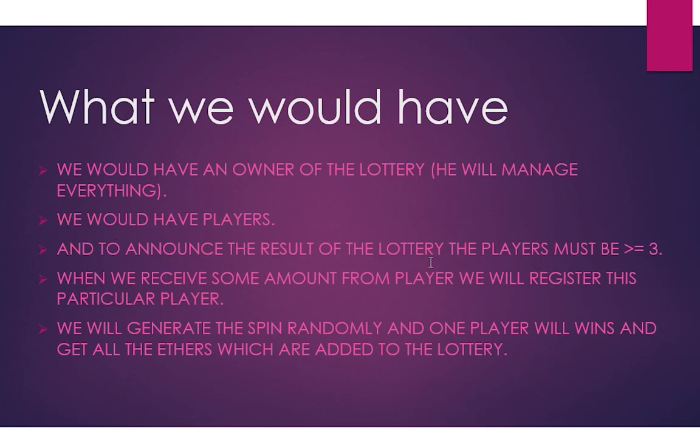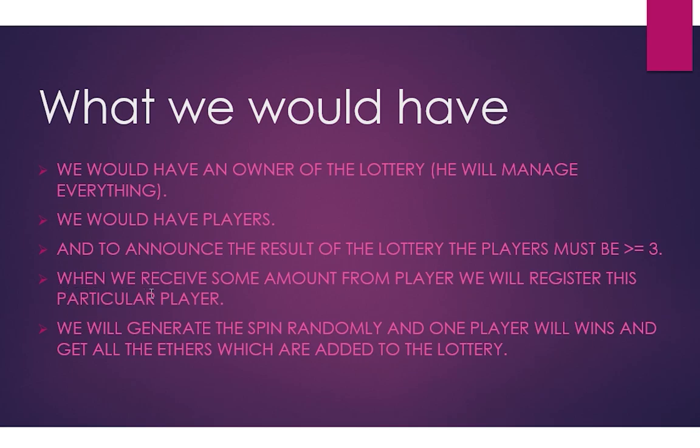To announce the result of the lottery, the players must be greater than or equal to 3. When there are fewer than 3 players, the lottery will not be announced, and the owner will not do this, because for that we must have 3 or more players or participants.